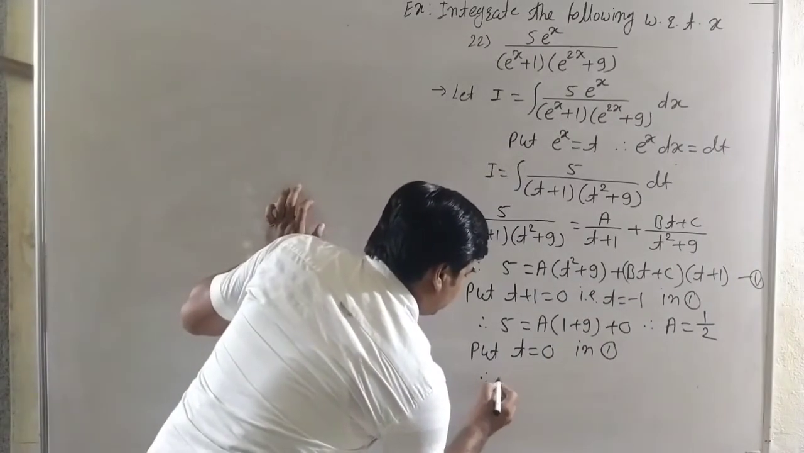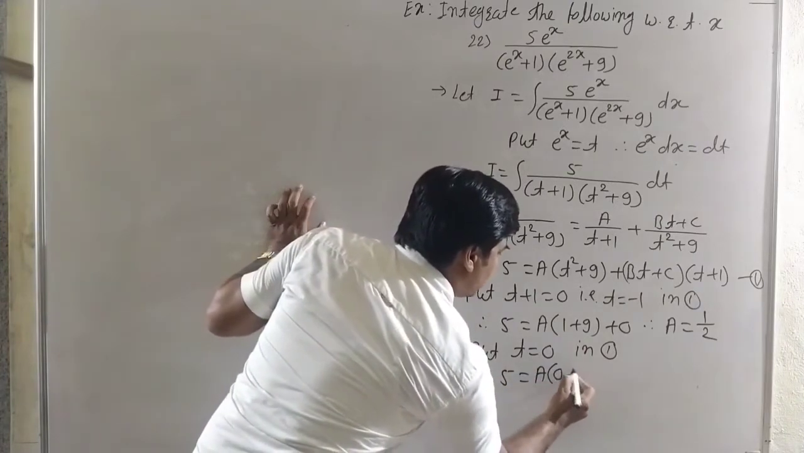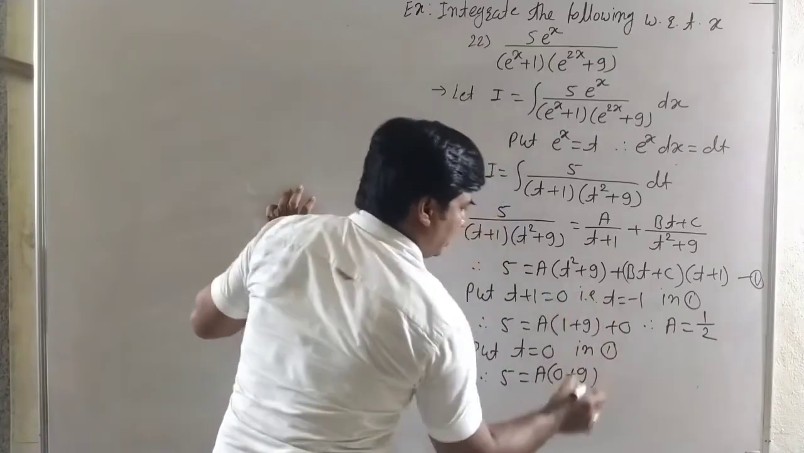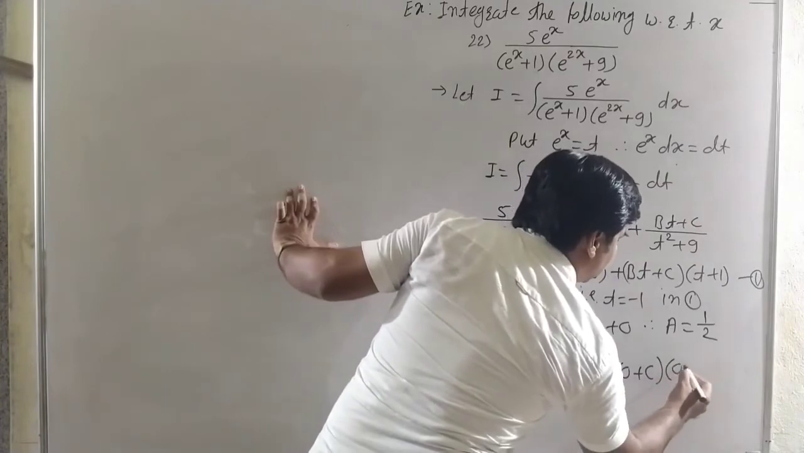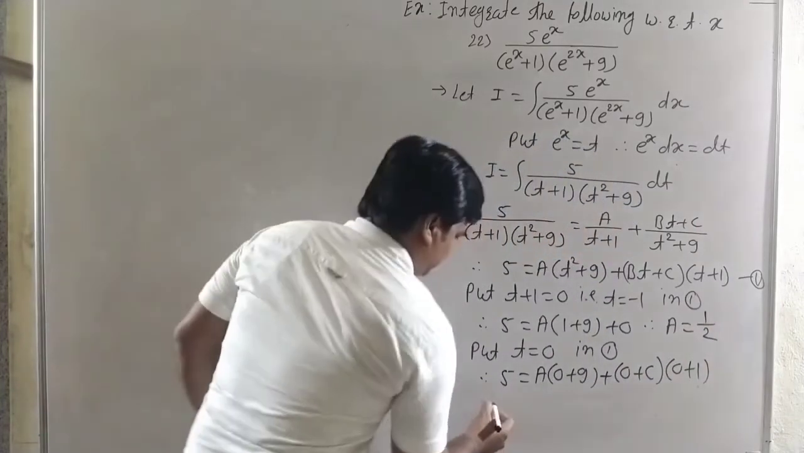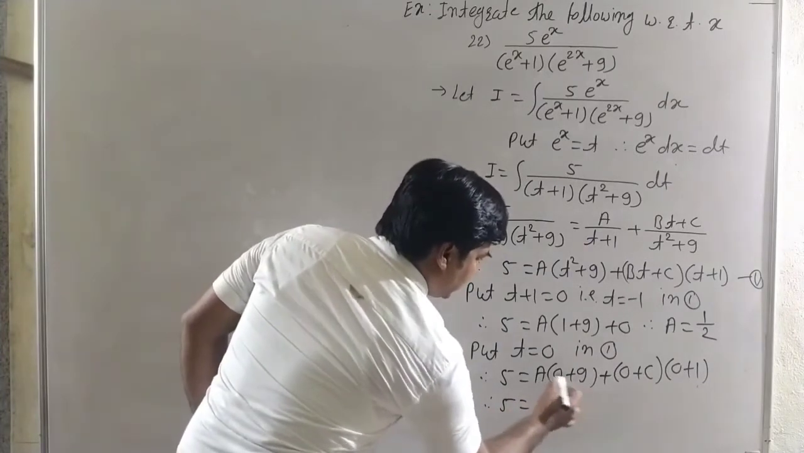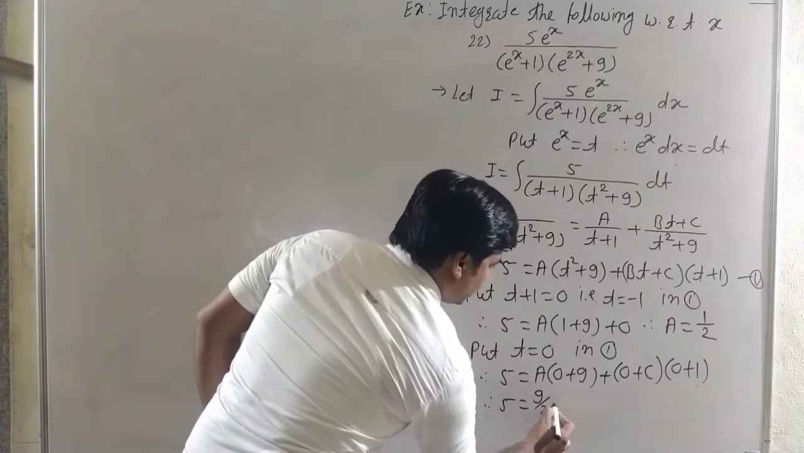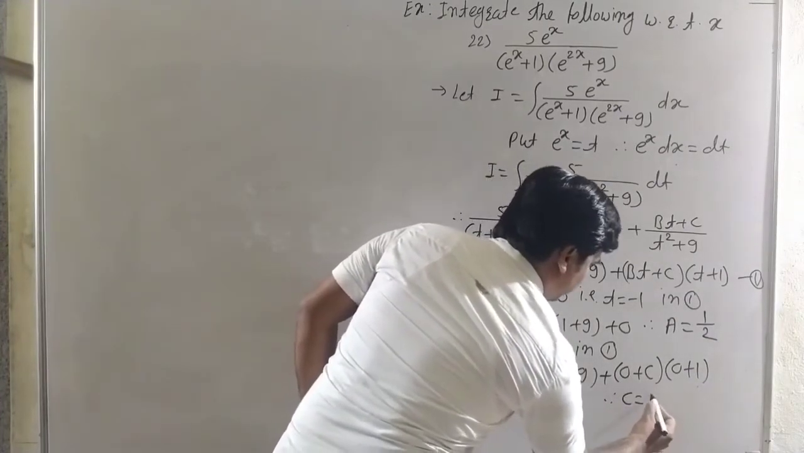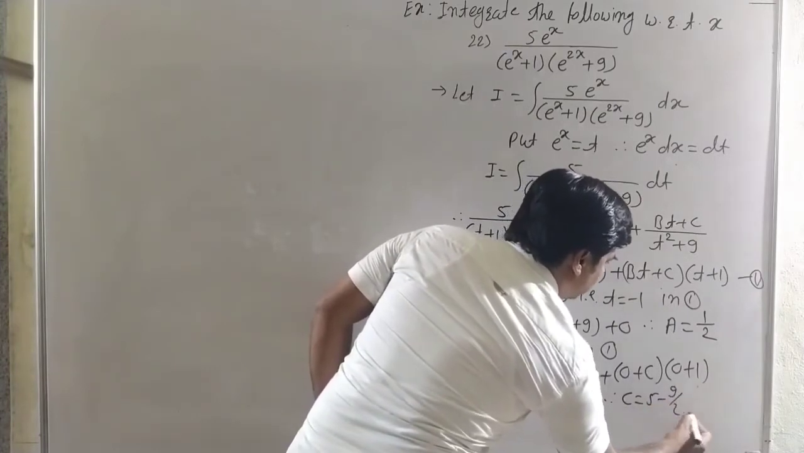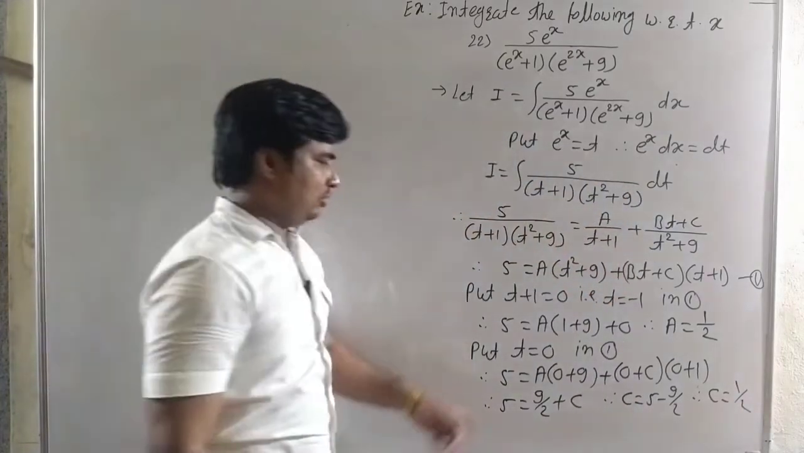When t is equal to 0, here 5 is equal to a into 0 plus 9, plus 0 plus c, and here it is 0 plus 1. Now therefore 5 is equal to a, which is 1 by 2, and it is 9a, so here it is 9 by 2 plus c, and therefore c is equal to 5 minus 9 by 2, and therefore c is equal to 1 by 2. C is also 1 by 2.